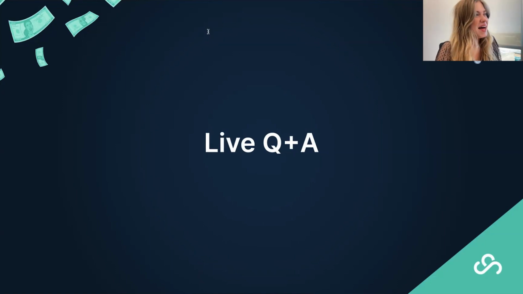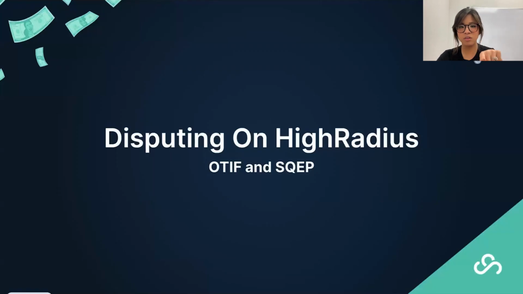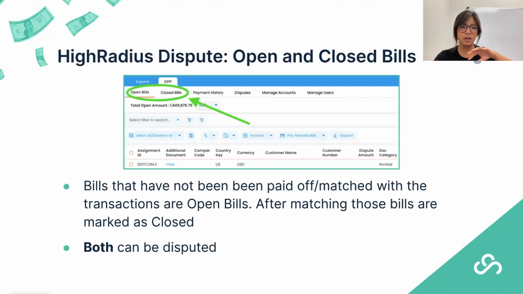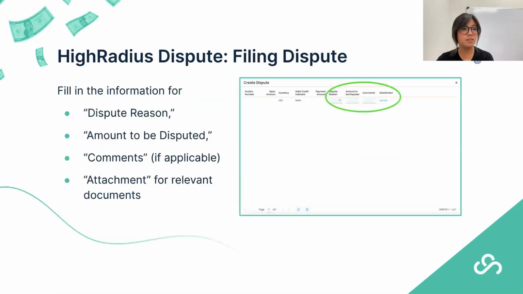Okay, so these were pre-submitted questions, so I do want to get them out of the way quickly. What would be the best way to dispute charges received in the SQEP portal? Great question. I would just follow the process that we talked about here. When you go into HighRadius and click on the open bills or closed bills, you get that list of chargebacks. They will list whether it is a SQEP fine or an OTIF fine, and you will be able to fight both of them using HighRadius. So just select whatever it is you want to dispute, fill out all the information and submit that.